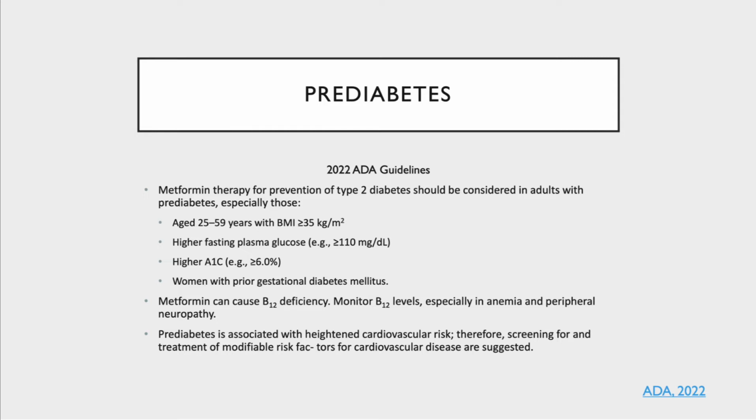Metformin can cause vitamin B12 deficiency, and this is even a higher incidence in people who've had bariatric surgery, especially the Roux-en-Y or the biliary diversion surgery. So make sure that you're taking a good history about those things. Also, if somebody is on metformin and they have anemia or peripheral neuropathy, those can be associated with vitamin B12 deficiency as well. So make sure that you look into that. And don't forget that prediabetes is associated with a higher risk of cardiovascular disease. So screening for all of those things is important.